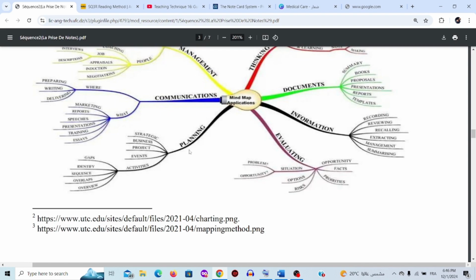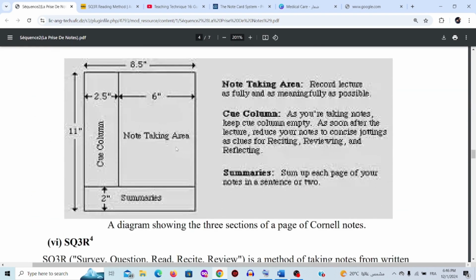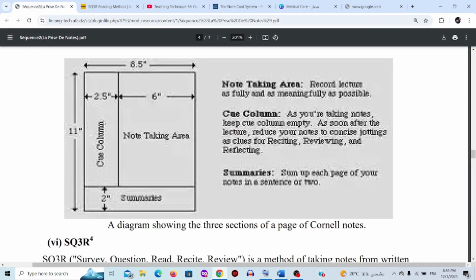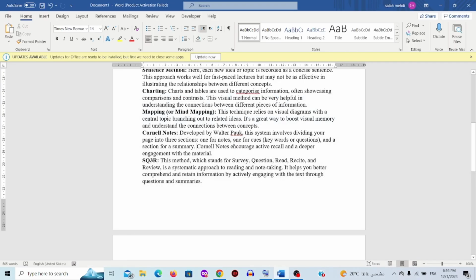So you are going to divide your page into 3 sections. One for notes, here you are going to write the note taken area. Here you are going to write the summary, and here the cues column. The cues are like keywords, or if you are going to write questions, for example. The other section is for summary, and also one for notes.